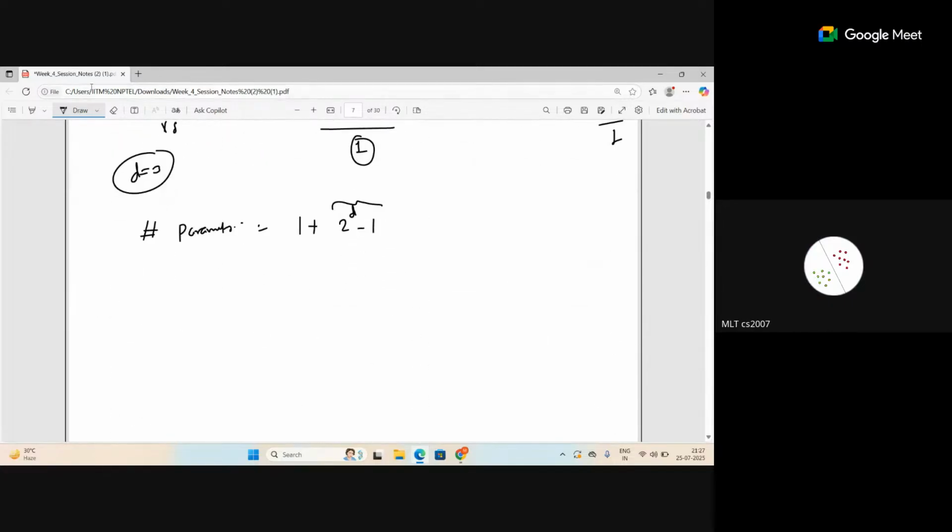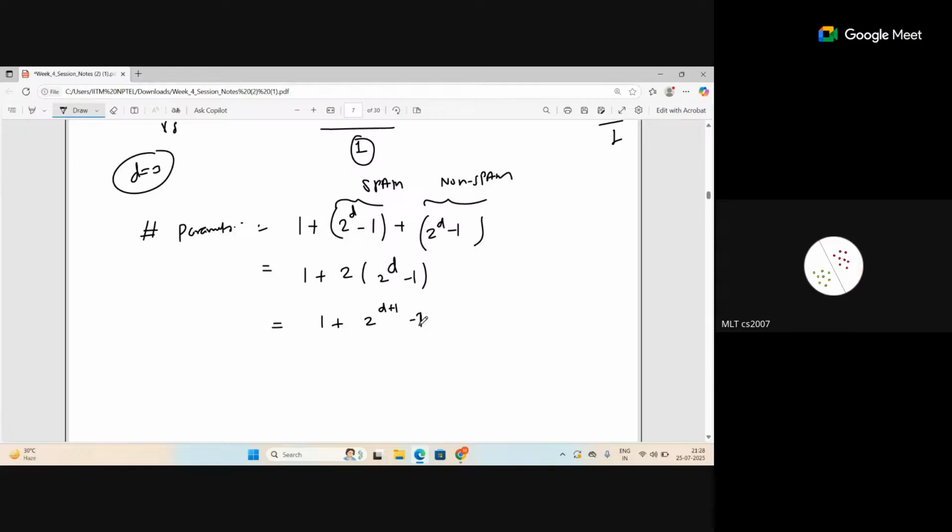So if you have D features, how many parameter estimators do you need? 2 to the power D minus 1, and that is for the spam case. And for non-spam also, the same, 2 to the power D minus 1. So the total number of parameters will be what? 1 plus 2 times (2 to the power D minus 1). That is 1 plus 2 to the power D plus 1 minus 2, ultimately 2 to the power D plus 1 minus 1.